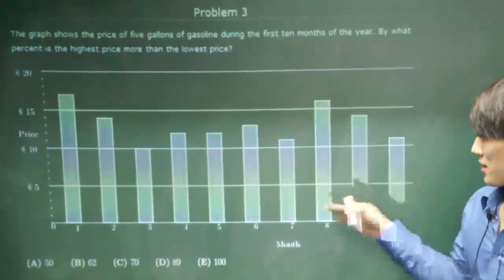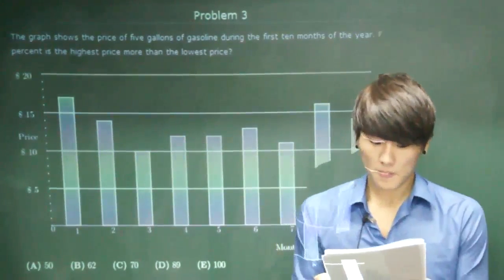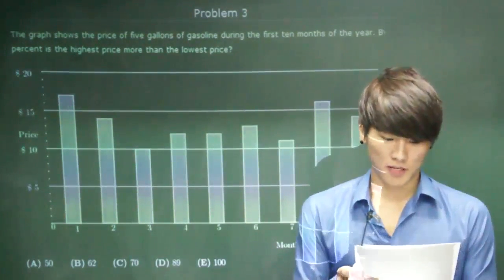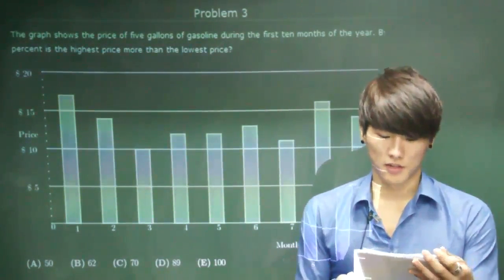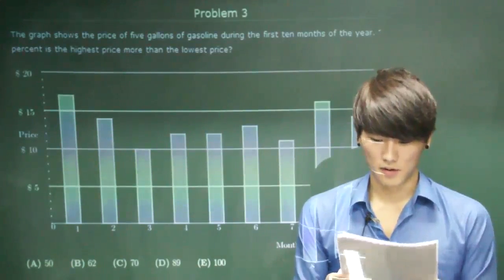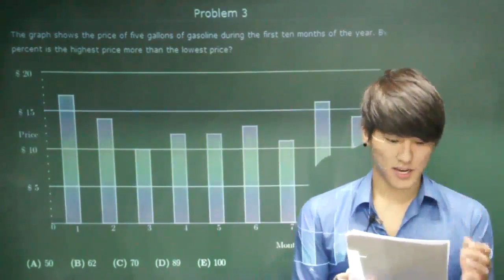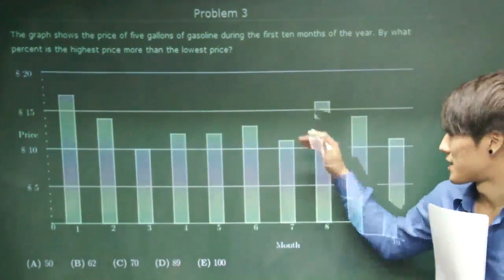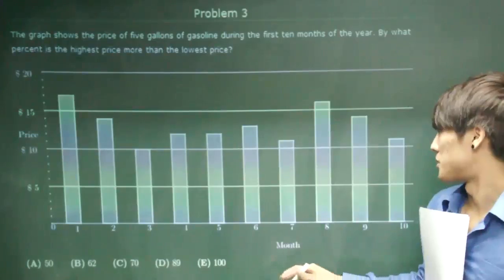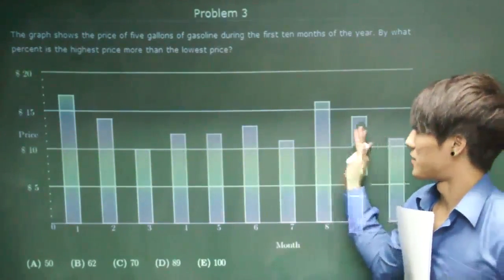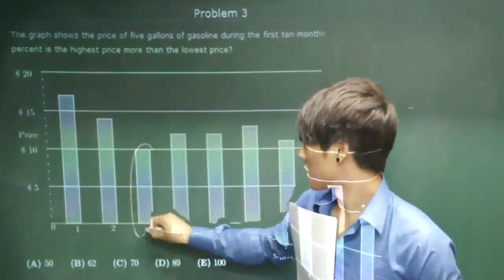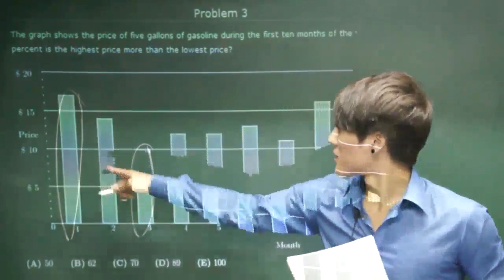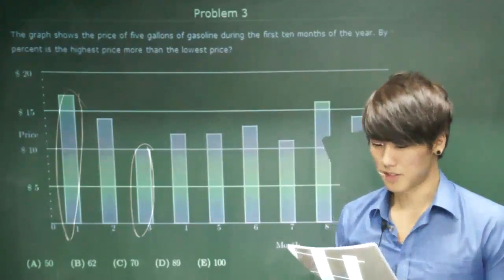Problem 3, that's the graph. Problem 3 says the graph shows the price of 5 gallons of gasoline during the first 10 months of the year. By what percent is the highest price more than the lowest price? So you just have to look for the highest, the tallest one, and the lowest, which is the shortest one. That's the shortest. That's the tallest. So that's the highest price, and that's the lowest price.